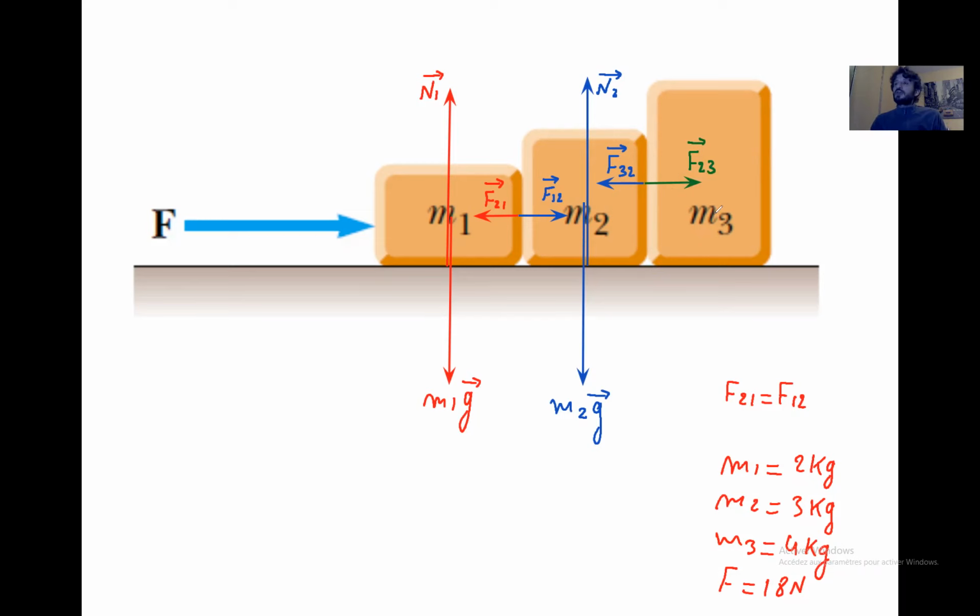Now I talk about M3. What do we have here with the green color? We have the weight M3G and the reaction.